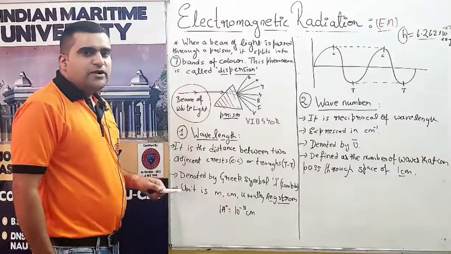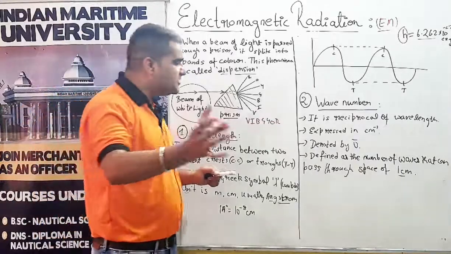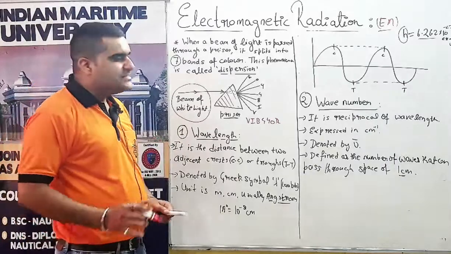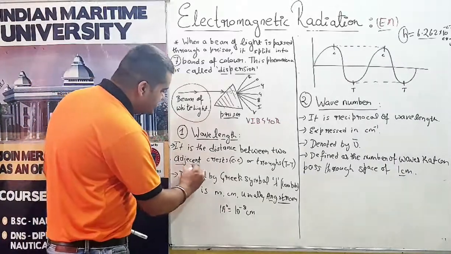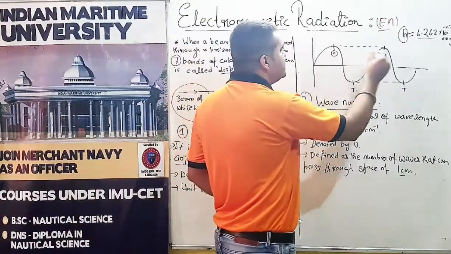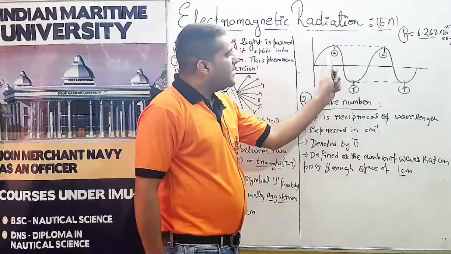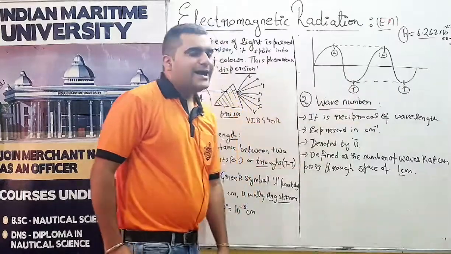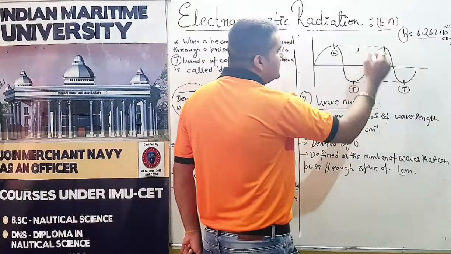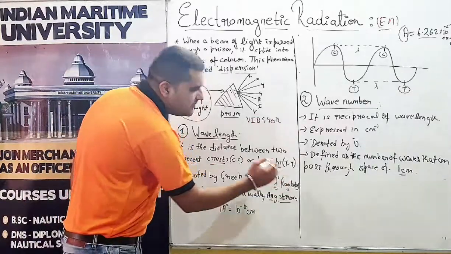Next, let's move on to the concepts related to waves, the specification of waves. First is wavelength. What is wavelength? Wavelength is defined as the distance between two adjacent crests or troughs. यहाँ पे जो आप C से marking देख रहे हैं, these are called crests and these are called troughs. So the distance between two adjacent crests or troughs is called wavelength. It is denoted by a Greek symbol called lambda.